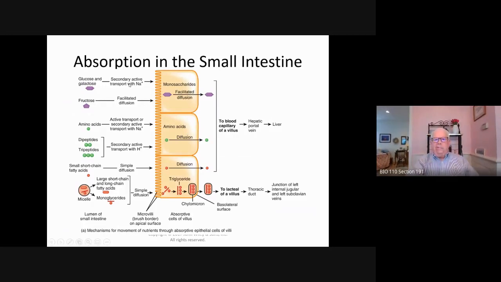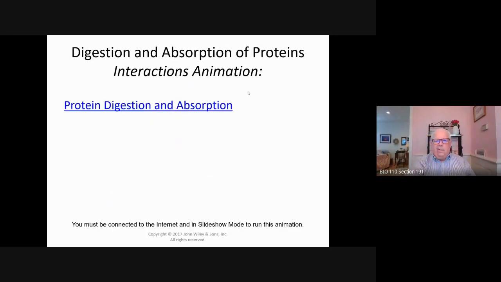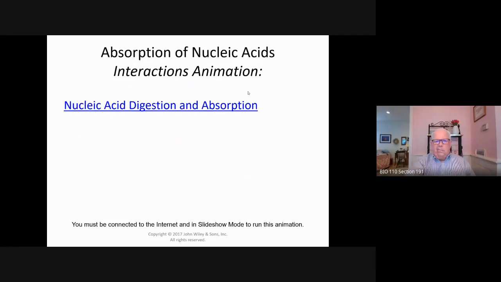Okay, it just shows you what is absorbed. All of these things, sugars, fructose, glucose, galactose, amino acids, di and tripeptides, fatty acids, they're all absorbed into the blood in the small intestine. Again, 90% of all absorption is in the small intestine. Okay? Very important. You can look at that at your leisure.